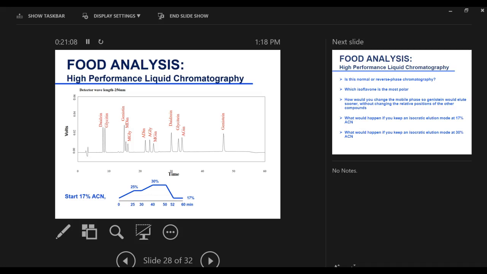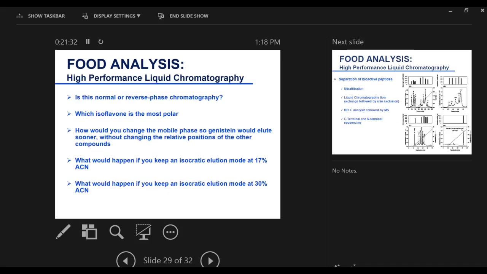Then as we go down, you'll see that the peaks are going to be broadened, and when they broaden, we might risk that these peaks, instead of being sharp and nicely separated, might not separate very well from each other.